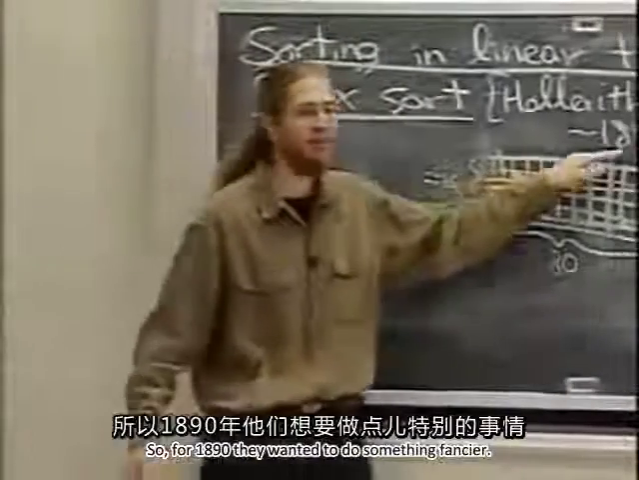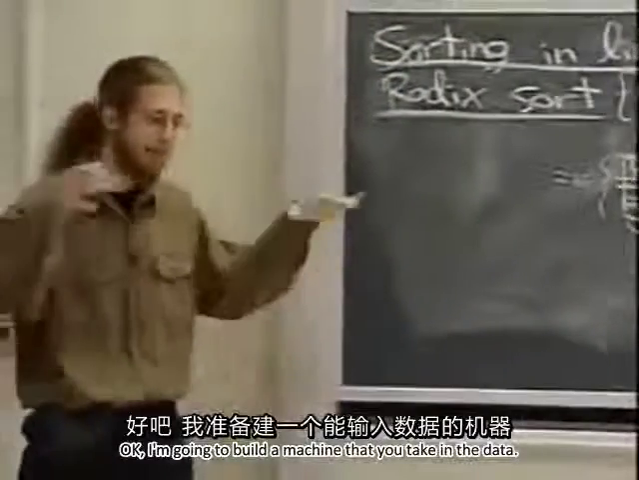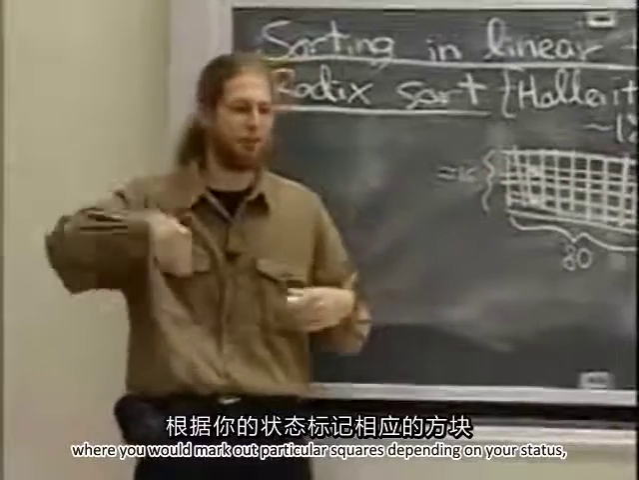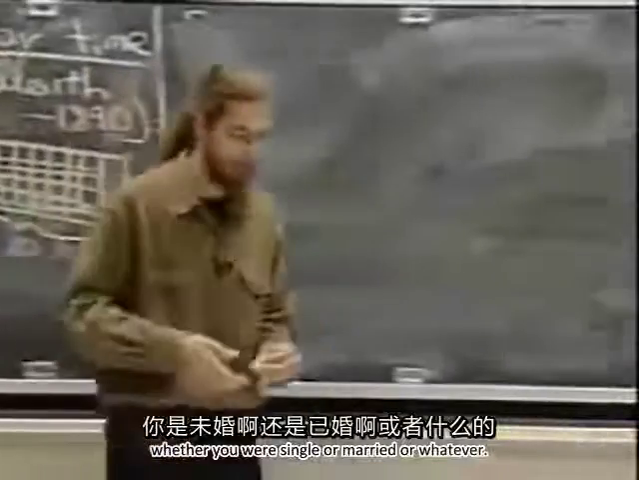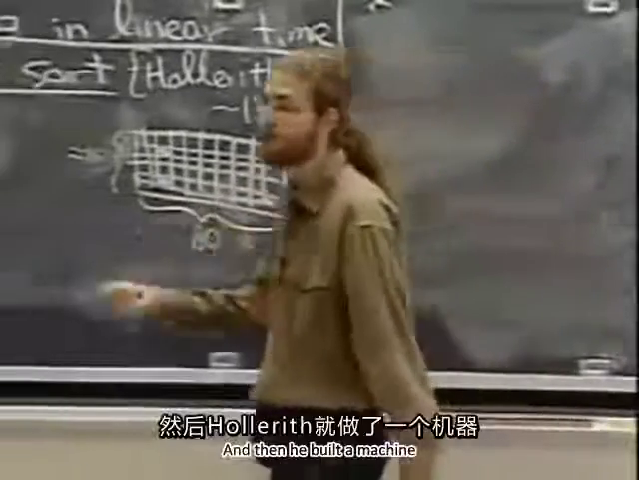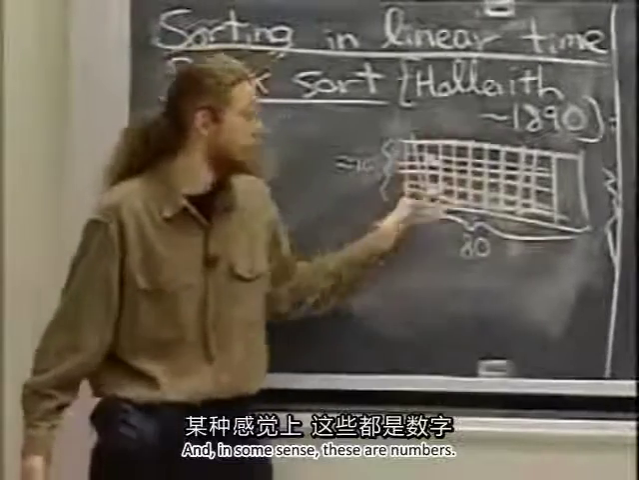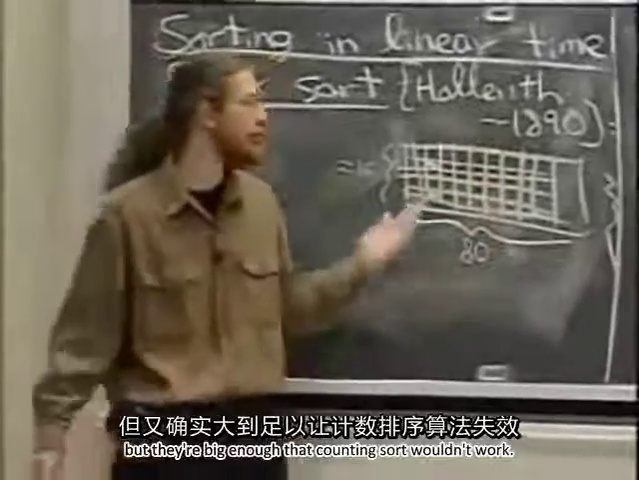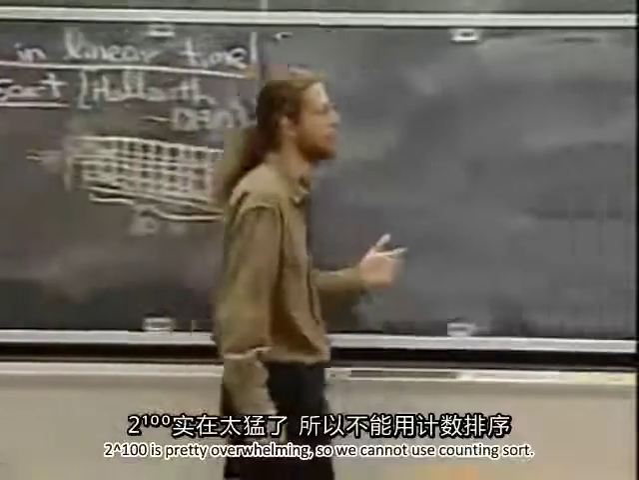So for 1890, they wanted to do something fancier. And Hollerith said, okay, I'm going to build a machine that takes in the data. It was a modified punch card where you would mark out particular squares depending on your status, whether you were single or married or whatever, all the things they wanted to know in the census. They would encode it in binary onto this card. And then he built a machine that would sort these cards so you could do counting. In some sense, these are numbers, and the numbers aren't too big, but they're big enough that counting sort wouldn't work. If there were 100 bits here, 2 to the 100 is pretty overwhelming. So we can't use counting sort.